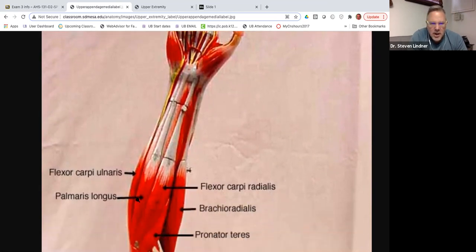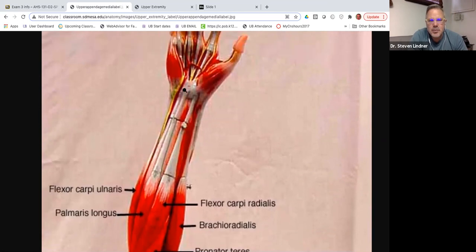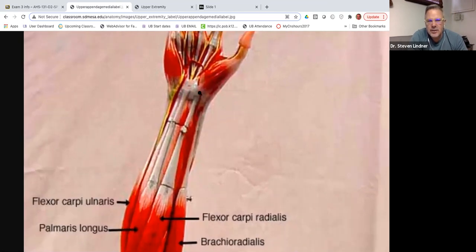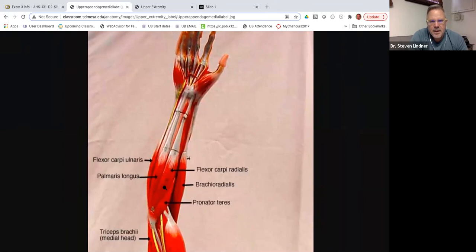So the palmaris longus, this is the belly of it. This is the tendon, and it's the only tendon that is superficial to the flexor retinaculum. All of the others are deep to it, but the palmaris longus crosses superficially over the volar ligament, transverse carpal ligament, or flexor retinaculum. That's a unique feature. So you have flexor carpi ulnaris, flexor carpi radialis, palmaris longus.